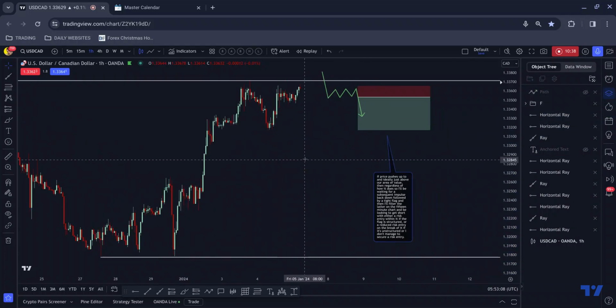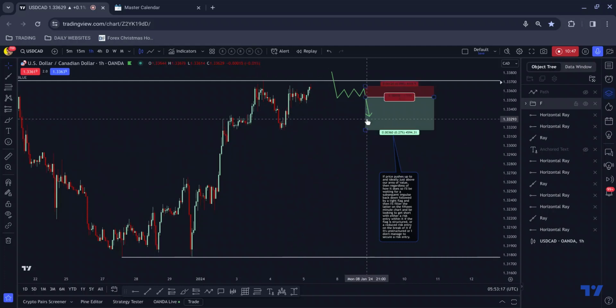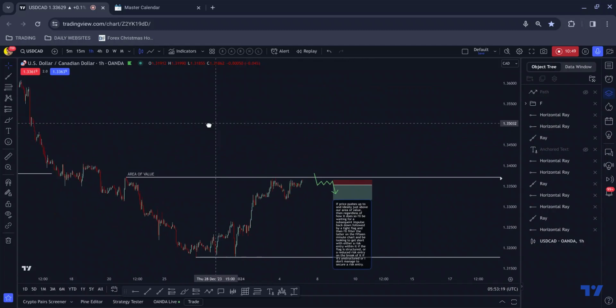Right, there we go. I'll be looking for price to tap into this high, push down and flag, and then I'll be looking to get short once again on the break of the flag or within it, and I'll be able to manage this down to this low as a first inflection point for 3%.